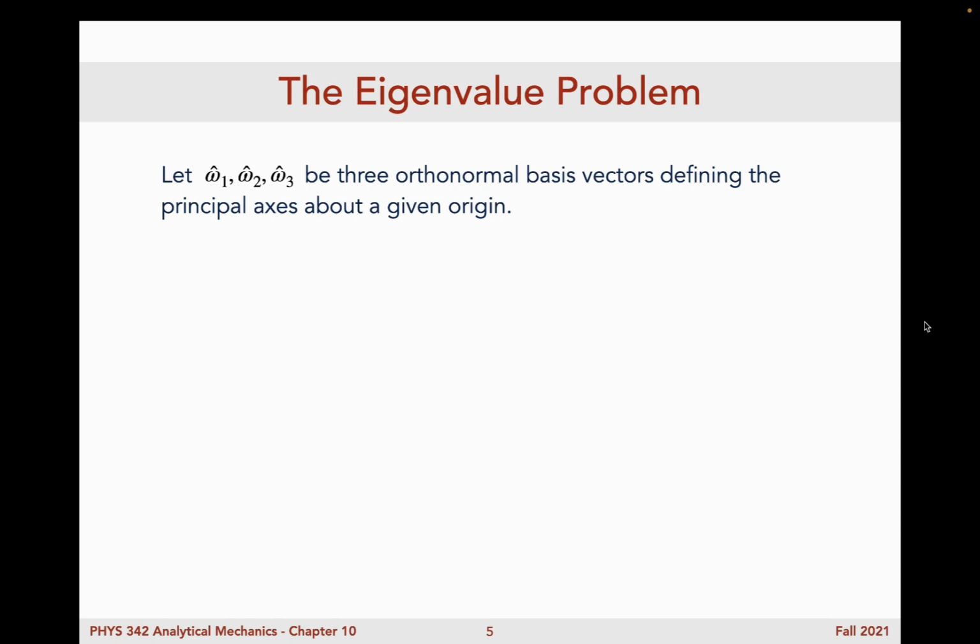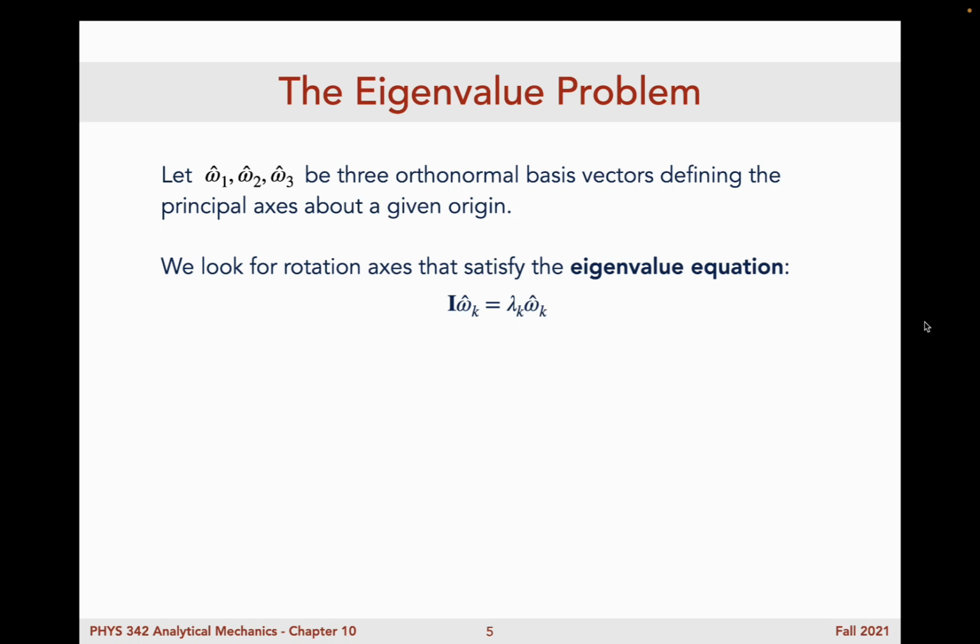Okay, so let's let these unit vectors, omega 1, omega 2, and omega 3, point along the principal axes of our object. We don't know what they are yet, but let's just define them to be aligned with the principal axes. What we're looking for is when we apply the inertia tensor to one of these basis vectors, omega k, we get the same vector back with a scalar out in front of it, which we're going to define as lambda.